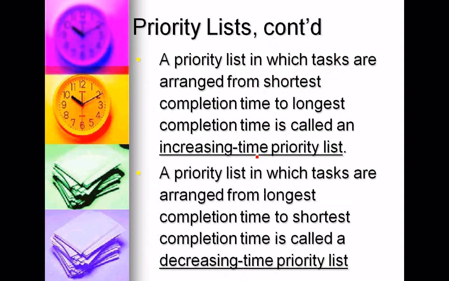So that is called an increasing time priority list. The time that it takes you to complete a task is increasing, so it's an increasing priority list. If we do just the opposite and start with the longest and work our way down to the shortest, that would be a decreasing time priority list.